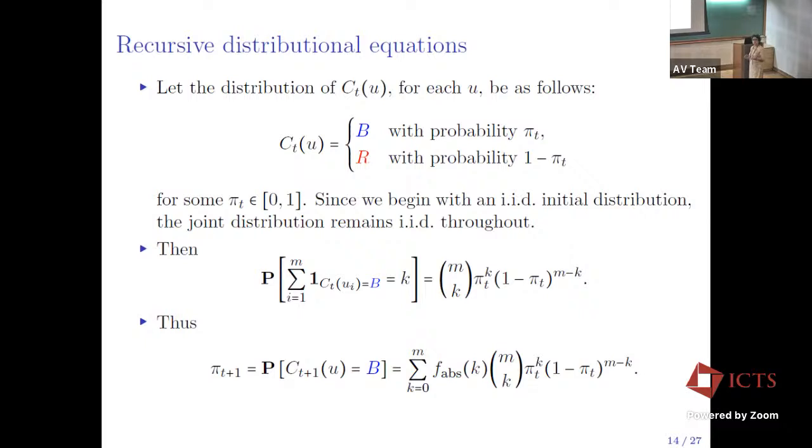In some sense, we want to see what happens in the limit. Because we start with an IID initial distribution, again, it's a question what happens if we get rid of this assumption. So the joint distribution of the colors will remain IID throughout. And let's say that this distribution is given by, C sub t of u, if you recall, this is the color of u at time step t. This is, let's say, blue with probability pi sub t, and red with probability 1 minus pi sub t.